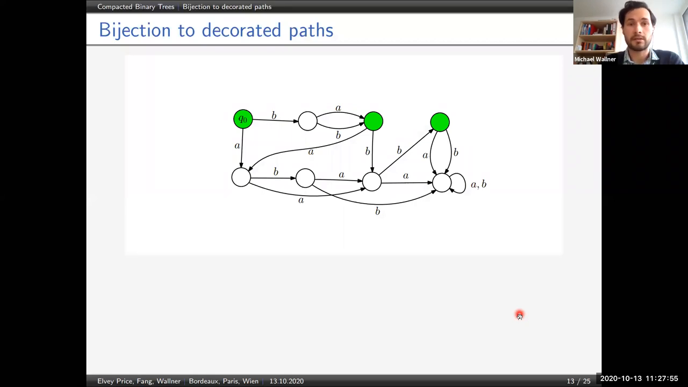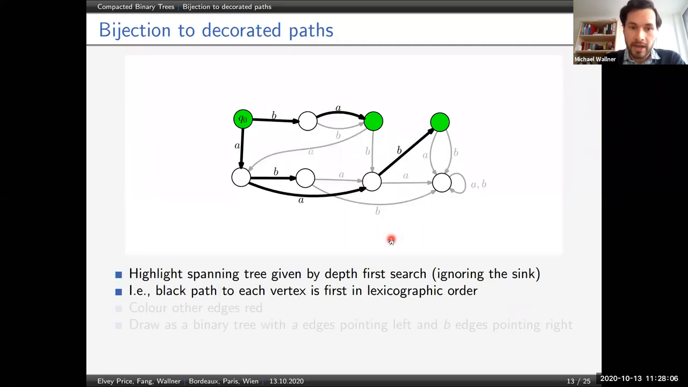Okay, let's start. We take a DFA. So let's take this DFA. The first thing we basically do, we have again in green accepting states, in white non-accepting states. What we do, first of all, we highlight a spanning tree by a depth first search traversal. We don't care about the sink. Note that all our results are for DFAs recognizing a finite language, meaning that the unique sink will never be an accepting state. So we don't care about the sink, and we go depth first, and we get a spanning tree. This is now shown in black.